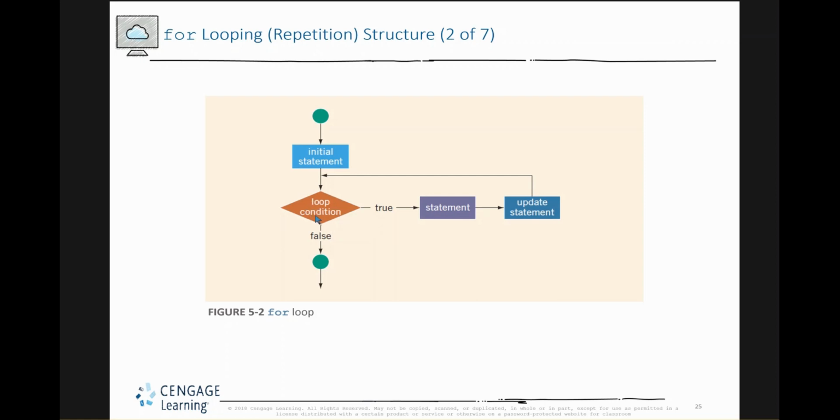It looks at those, and if it's true, it does certain statements, updates the initial statement, and then checks again to see if it's true, less than, greater than, etc. And it'll keep doing this loop as long as this condition is true. Once it's false, it exits your loop.